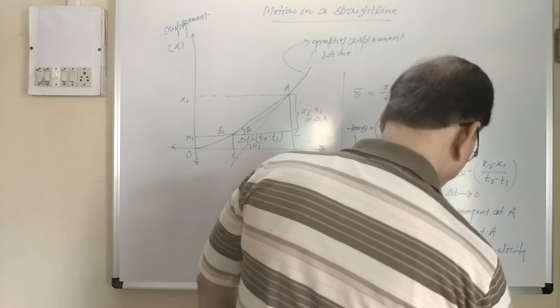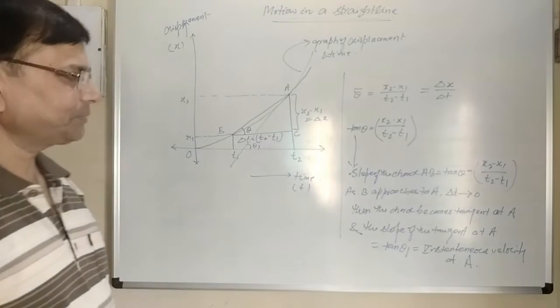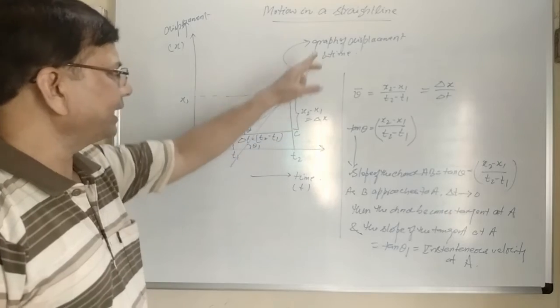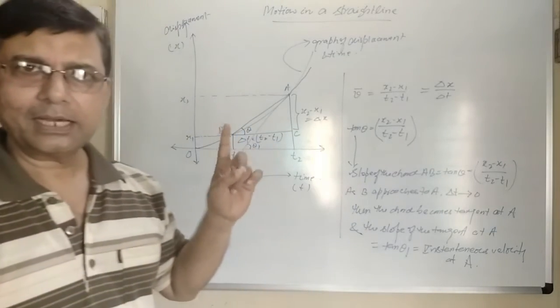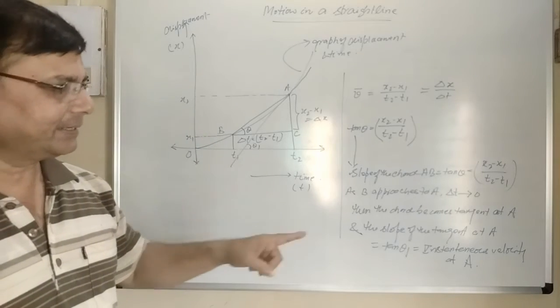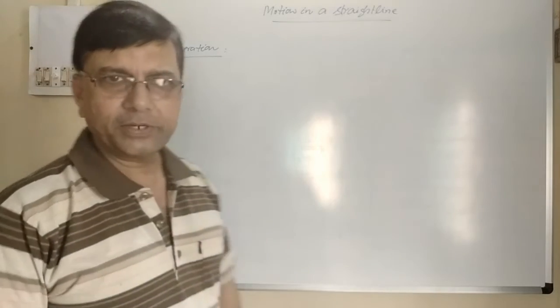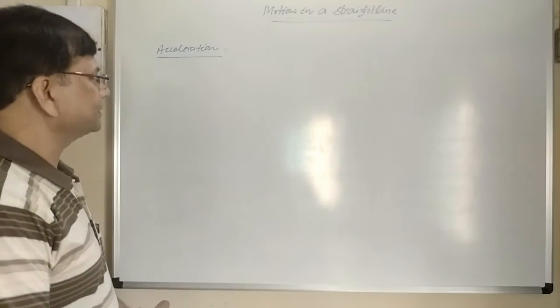Velocity at A. So the concept of instantaneous velocity is clear from this. It means at any point, if a tangent is drawn on the graph, then the slope of the tangent tells the instantaneous velocity at that point. Now I will talk about another physical quantity, that is acceleration.